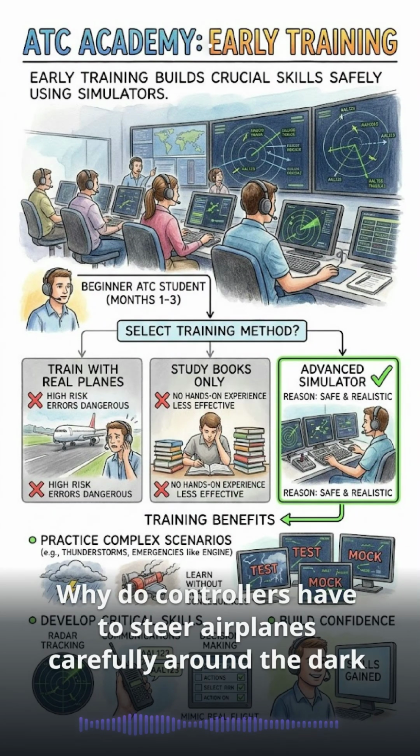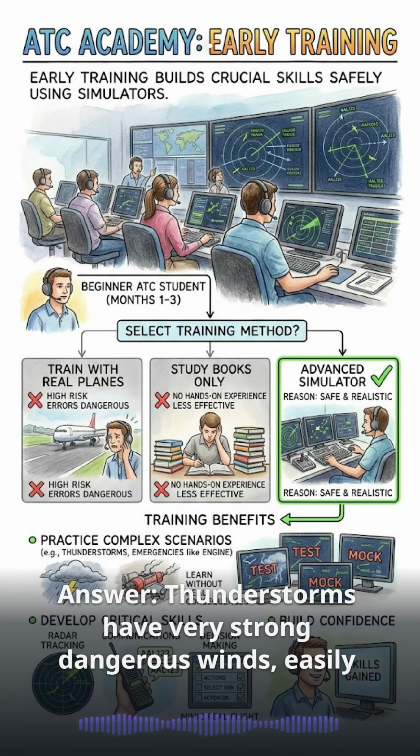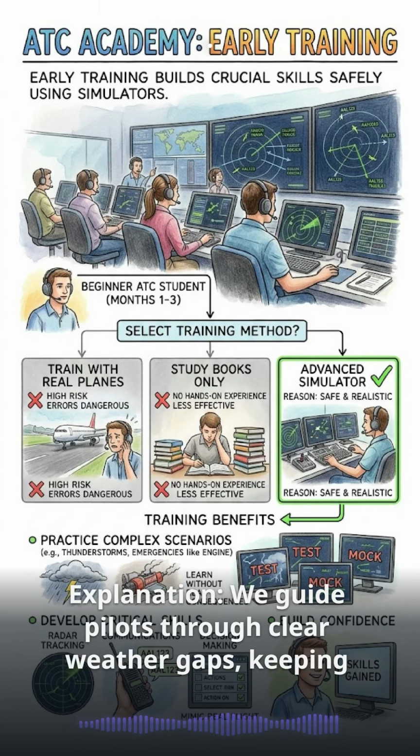48. Why do controllers have to steer airplanes carefully around the dark and stormy thunderstorm clouds right now? Thunderstorms have very strong, dangerous winds, easily capable of breaking a flying airplane apart in the air. We guide pilots through clear weather gaps, keeping the passengers comfortable and safe during the flight.